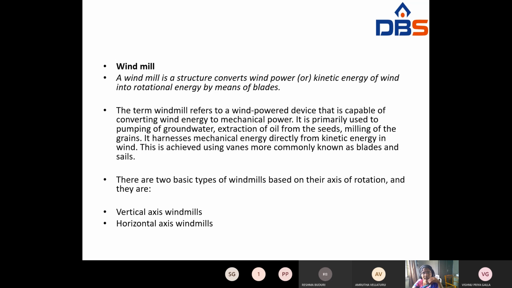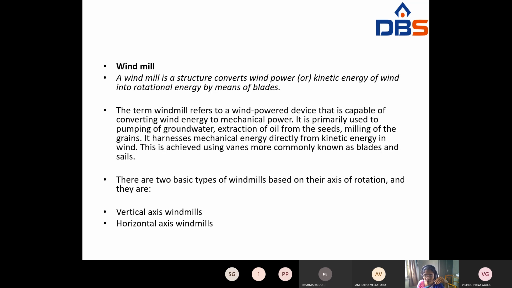Okay, so it is primarily used for pumping groundwater, extraction of oil from seeds, and milling of grains. Here the wind turbine will convert the kinetic energy into mechanical energy. Primarily it is used to pump the water from under the ground, and for extraction of oil from seeds. All of you know that you can extract oil from seeds.